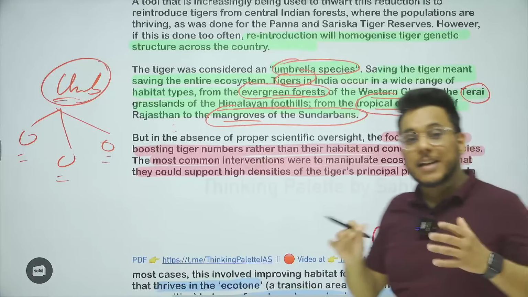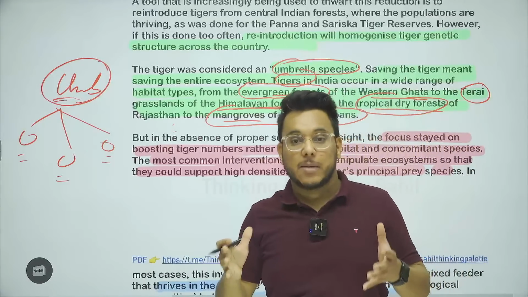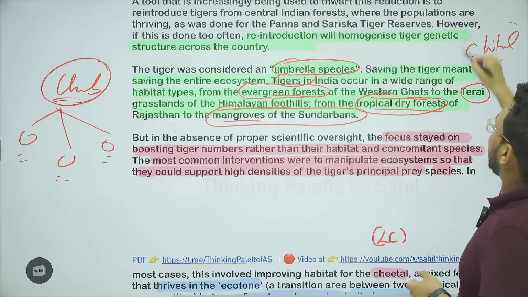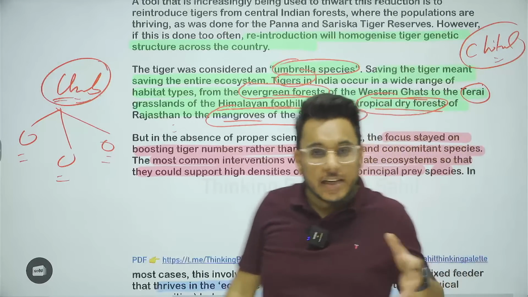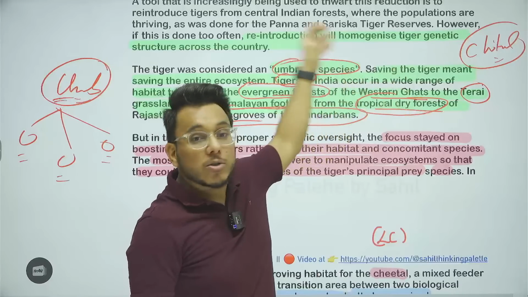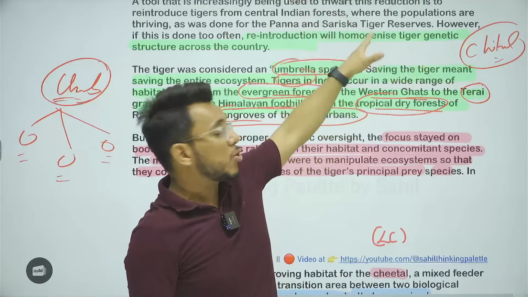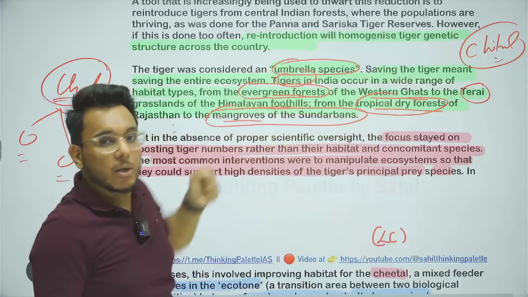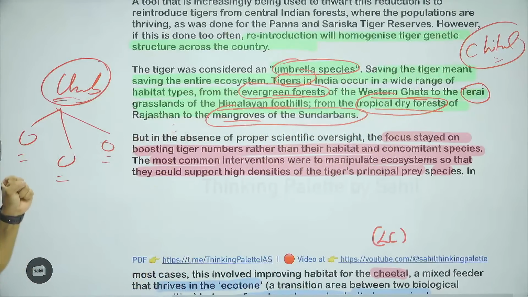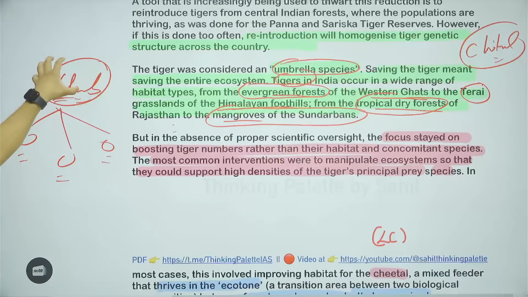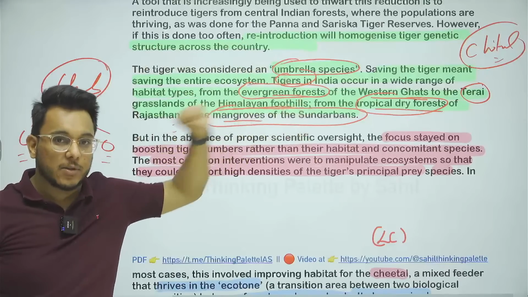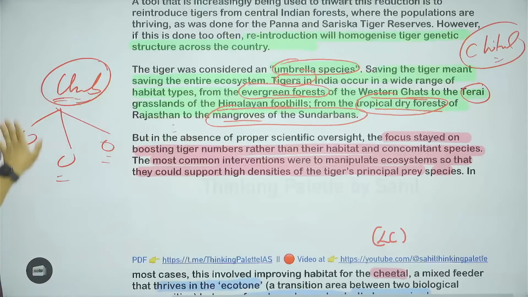Moreover, the tiger needs a prey base. For example, cheetal. Cheetal is called a spotted deer. So the tiger needs to feed on cheetal. So we also need to ensure a viable number of cheetals, because if they are not there, the tiger will not be able to survive. So cheetals are also to be conserved. Therefore, the tiger's protection will lead to the protection of many different types of forests and many different species, such as the cheetal. This is what has been happening.